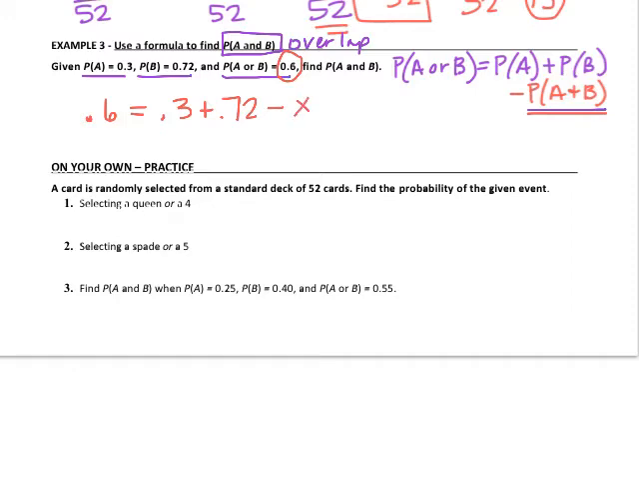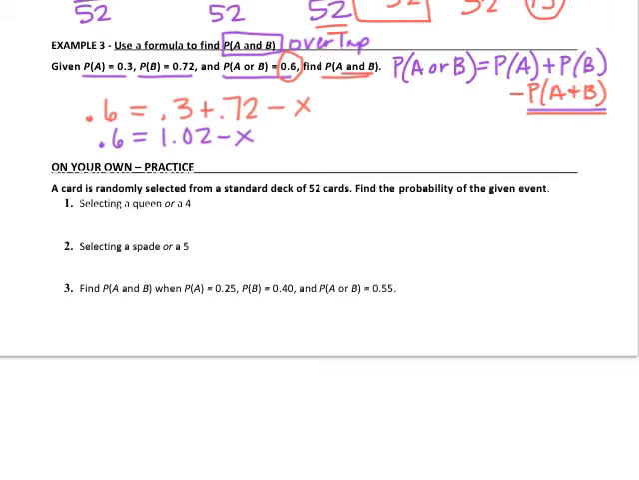This doesn't have a picture. It doesn't give us any details of what probability events were taking place. So we just have to plug in the values that were given and use a variable for the item that they're asking for but have not given us. So we're using x as a variable here, and we just need to solve this algebraically. So we have 0.6 equals 1.02 minus x.